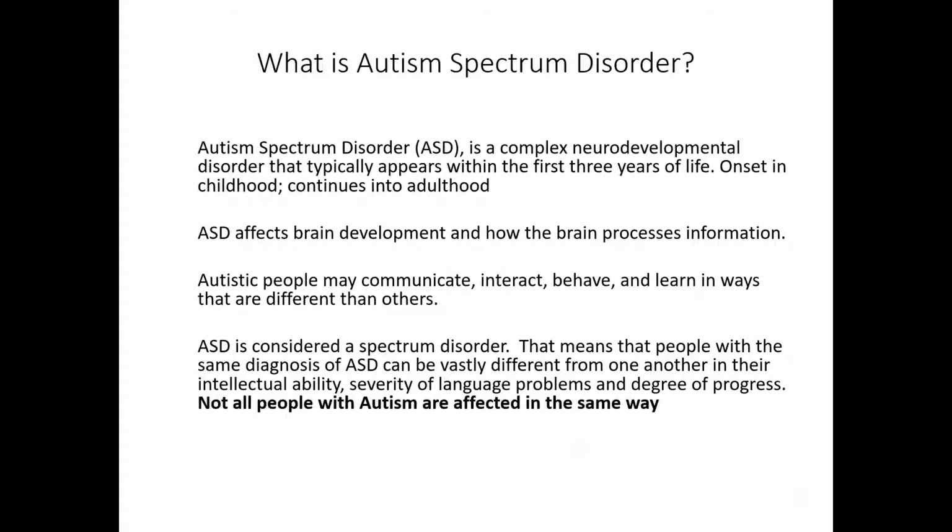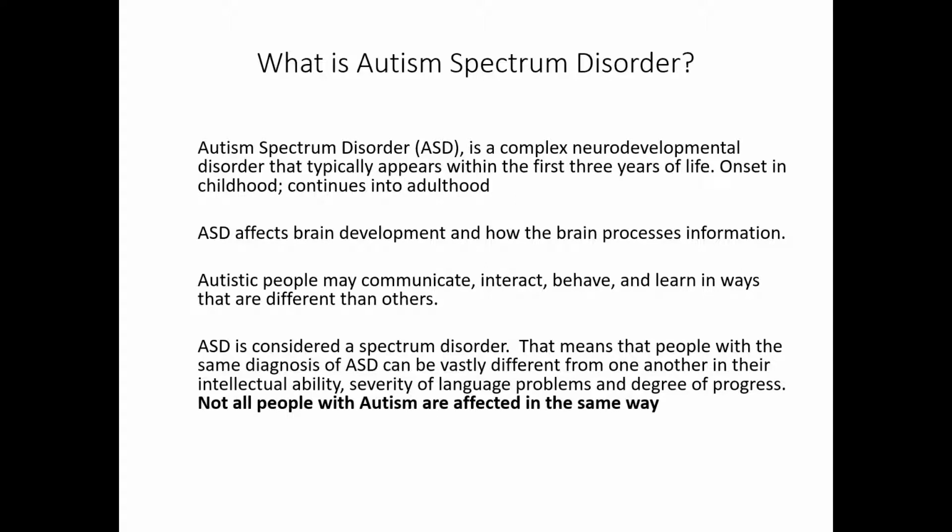So autism spectrum disorder, often called autism or ASD, is a complex neurodevelopmental disorder that typically appears within the first 3 years of life, onset in childhood, and then it continues into adulthood. So a lot of individuals will get that autism diagnosis when they are in their early childhood, around 3 years old or 5 years old. However, for some individuals, they don't get an autism diagnosis until they are older, be it in elementary school, high school, or even in adulthood.